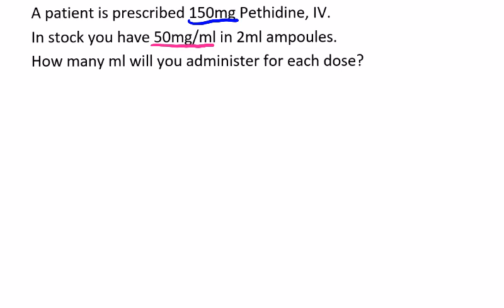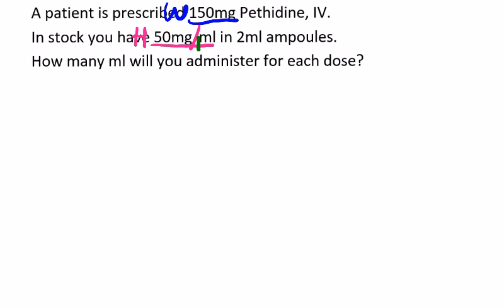So the important thing here is to identify our want and our have. Our want is clearly the prescribed 150 milligrams, and our have has to be clear to you is the 50 milligram per mil. What's the invisible number there? Per 1 mil. Per mil, per tablet, we are always meaning per 1 mil, per 1 tablet.